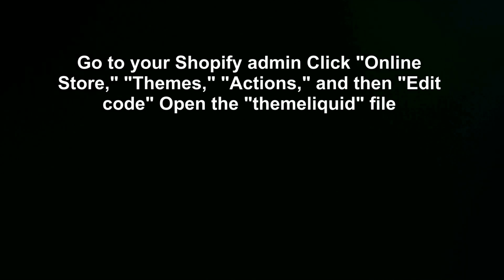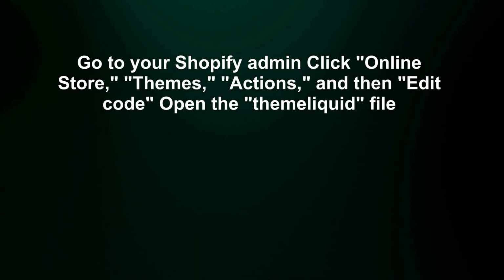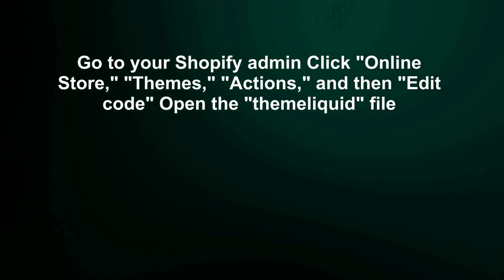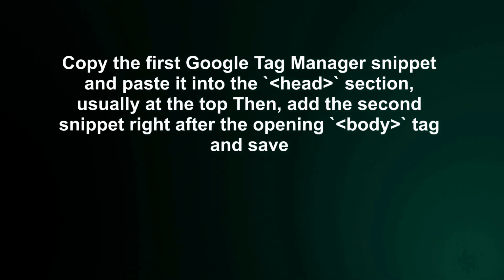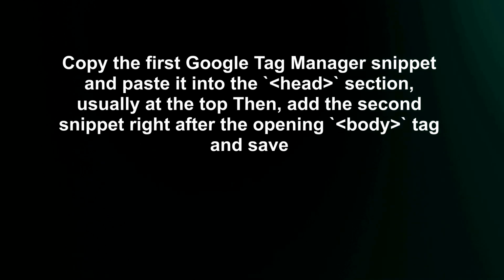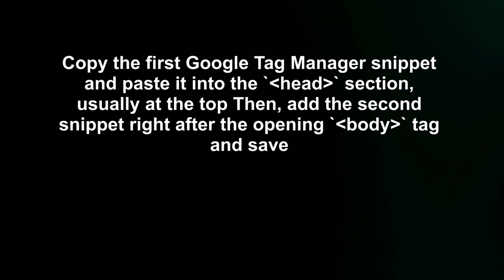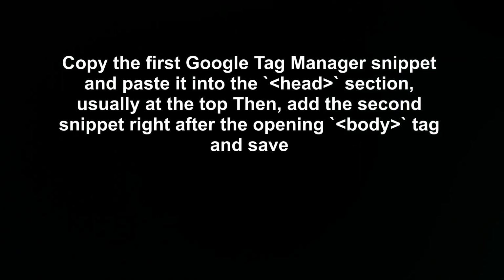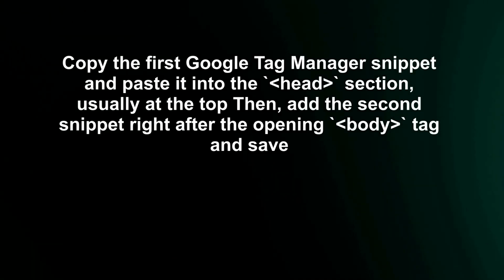Go to your Shopify admin, click Online Store, Themes, Actions, and then Edit Code. Open the Liquid file. Copy the first Google Tag Manager snippet and paste it into the head section, usually at the top. Then add the second snippet right after the opening body tag and save.